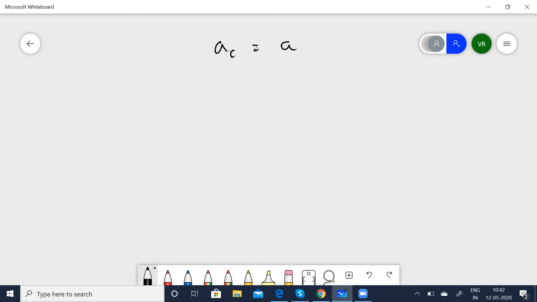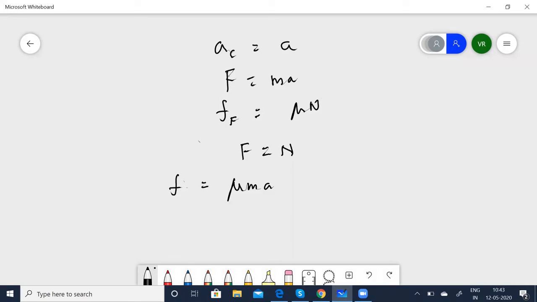Now the pseudo force which is acting on the mass, let us take that as F is equal to ma. Right? Now the force of friction is given by f is equal to mu N. So for horizontal equilibrium, you know F is equal to N, where N is going to be the normal reaction. Now N is equal to ma, so the friction f is equal to mu times ma. So the block will not fall as long as f is greater than or equal to mg.